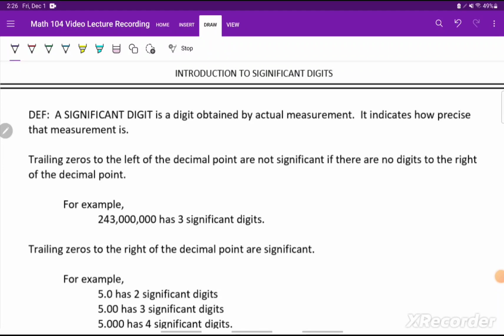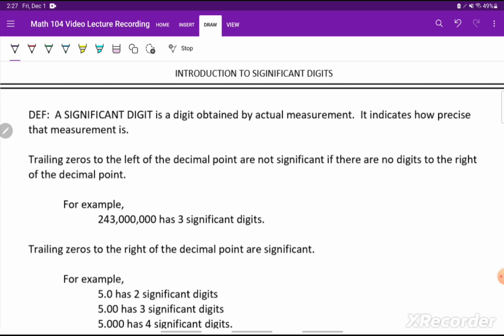This video introduces significant digits, sometimes called significant figures. A significant digit is a digit obtained by actual measurement. It indicates how precise that measurement is. This is something that is used a lot in physics and in engineering.